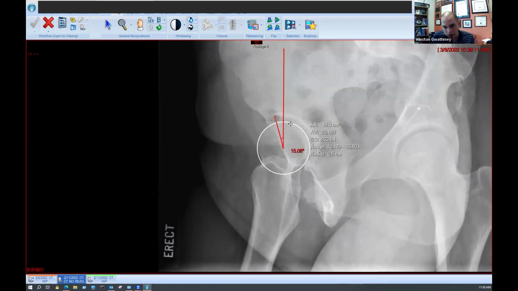But you can also get a sense of the upsloping. So this is a shallow, unstable hip. Don't scope this one. All right. Good luck.